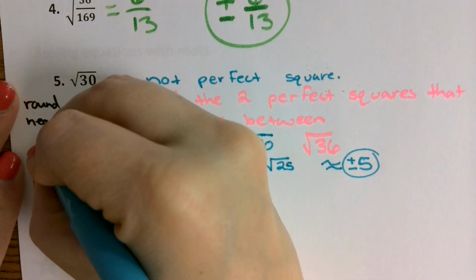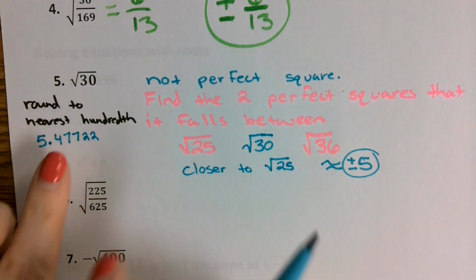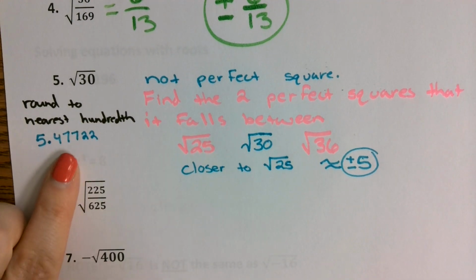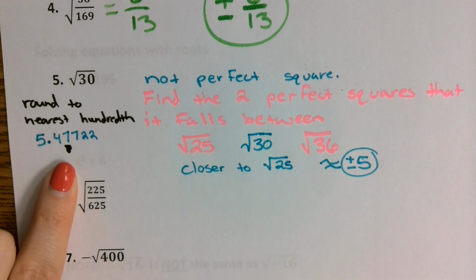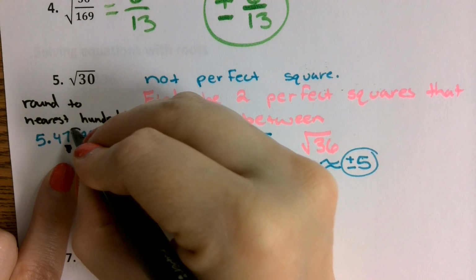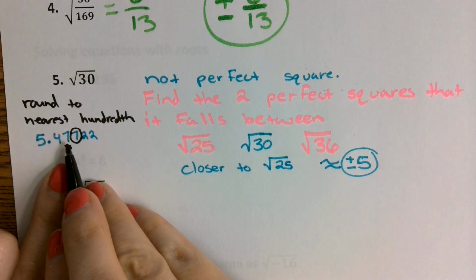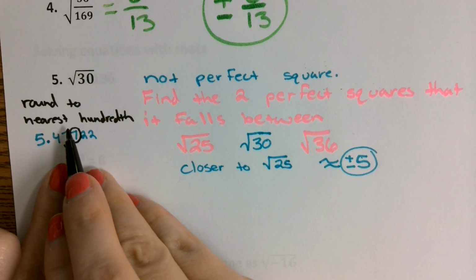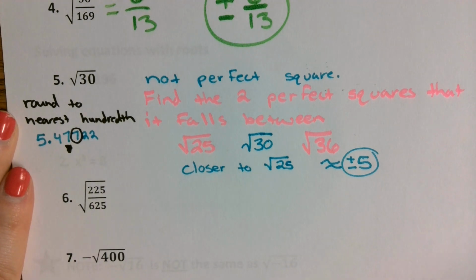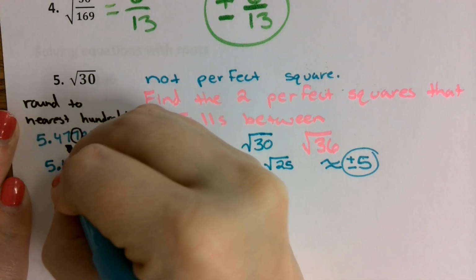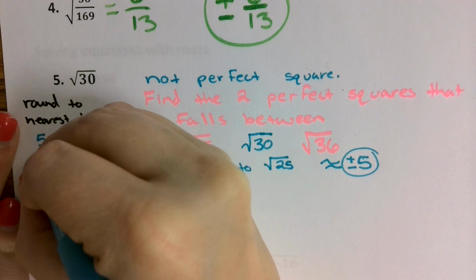So if I were to estimate it, 5.47722, I want it to the nearest hundredth. The hundredth is that first 7 that I see. That's my 100th place value. So I'm going to look at the number behind it. This number is going to tell me whether I'm going to keep this as a 7 or round it up to an 8. What am I going to do? Keep or round? Round. So we're going to round it. It's going to become 5.48, roughly. Positive and negative.